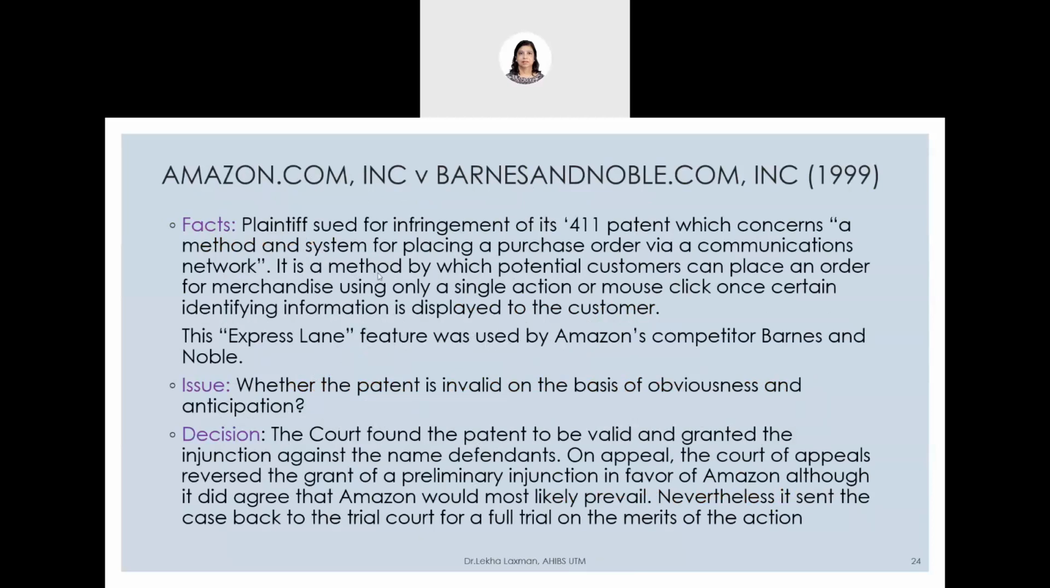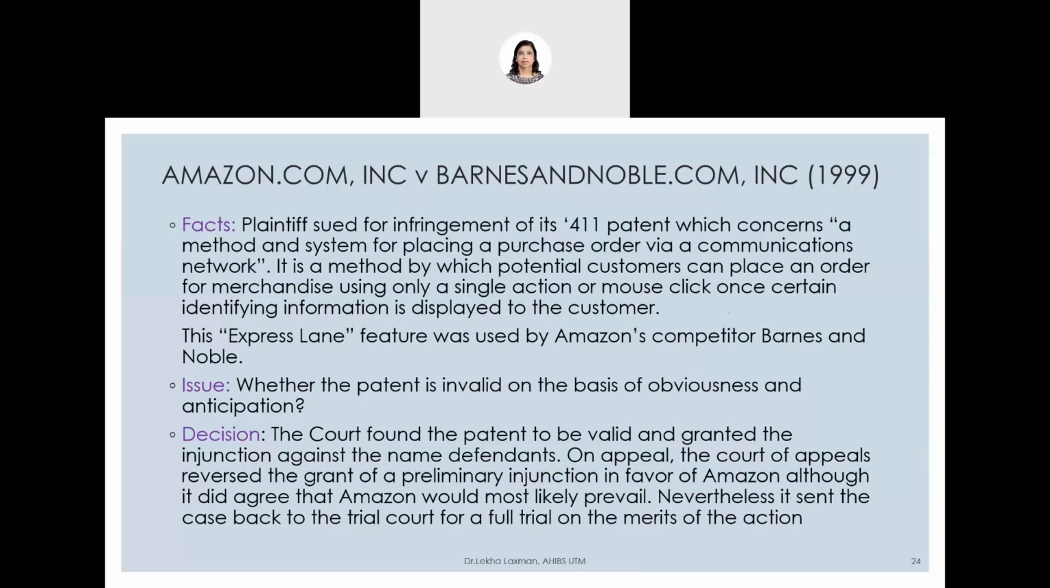Where this, I think we saw in one of the videos earlier. Basically, what Amazon had was this mouse click, where you just click on a feature online, and then the customer gets to pay straight away for the product that they're ordering. Okay, so they don't have to put it in the cart. It's just that straight away you can make the purchase click, right? So this was called the express lane feature, and this particular feature was patented by Amazon.